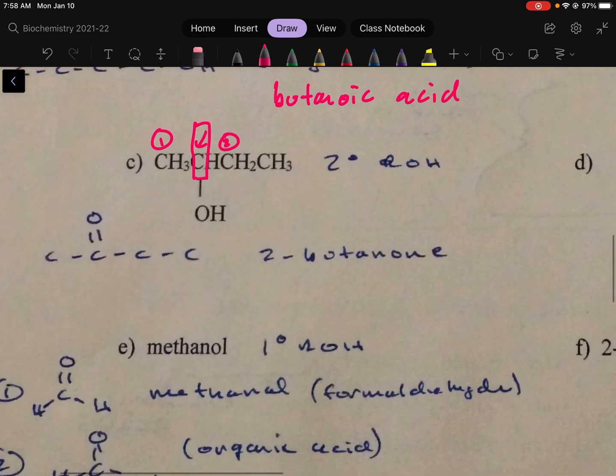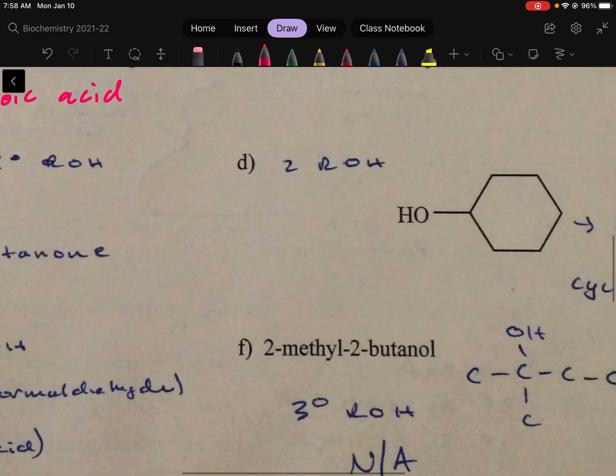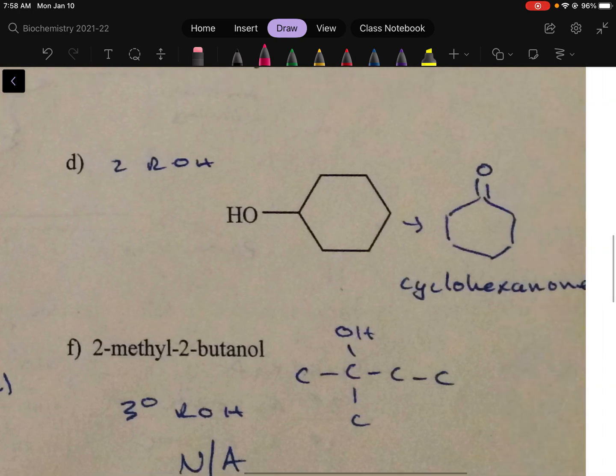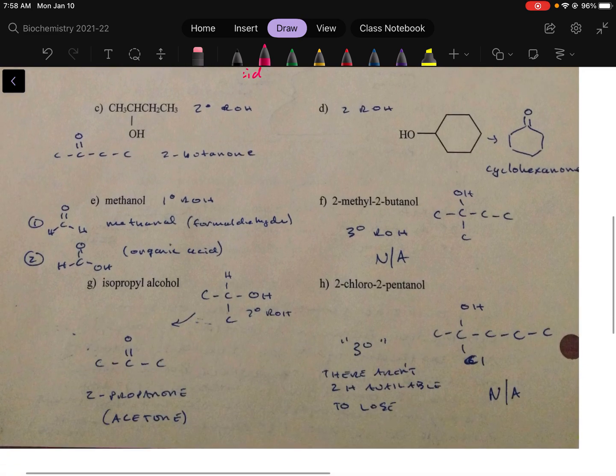So again, draw out the structure. It might be a little bit confusing because it says CH3 and then the carbon, but if you draw out that structure, you're going to get 2-butanol, secondary alcohol that oxidizes to form 2-butanone. Here is a secondary alcohol as shown. It will oxidize to form a ketone, same as the example that we saw before.